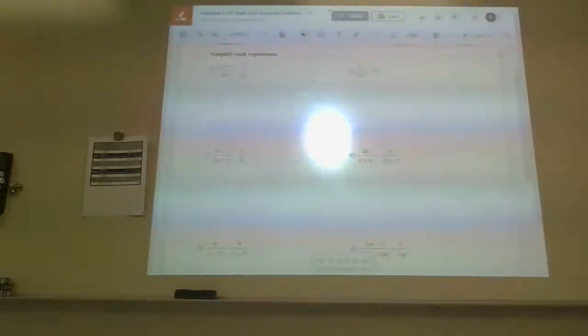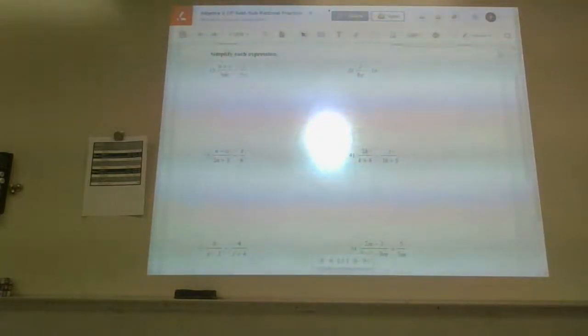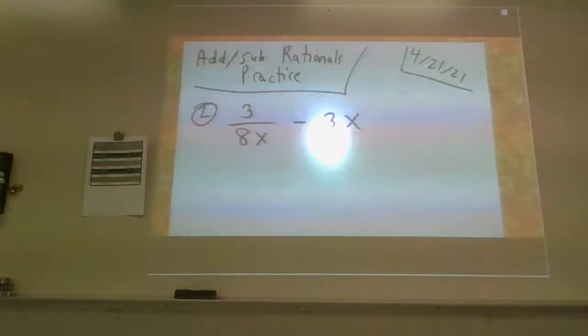The problem that I would like to work on first is number 2. So let's see. 3 over 8x minus 3x. Flip. There's the problem right there, number 2.